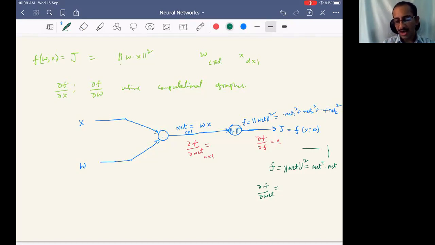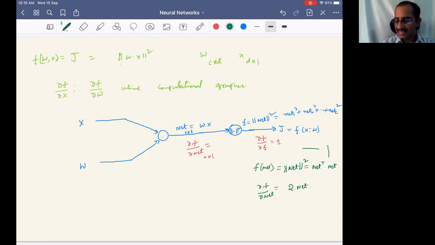Now, net transpose into net, ∂f/∂net. What is the answer? It is like f of x where it is x into x transpose. What is the answer? Is it net? Any other answers? Net transpose? 2 net, sir. It's 2 net. Okay, fine. So the answer is 2 into net.